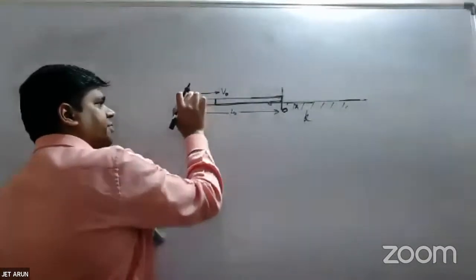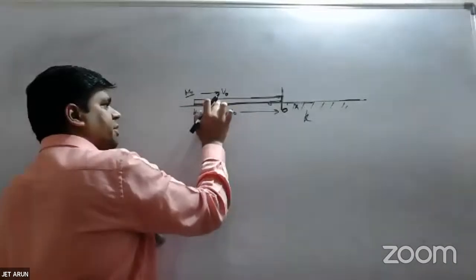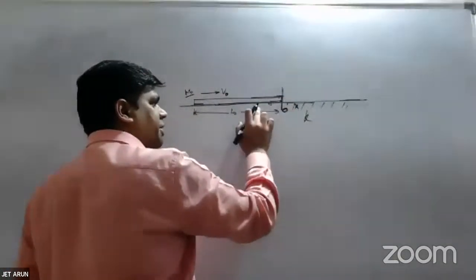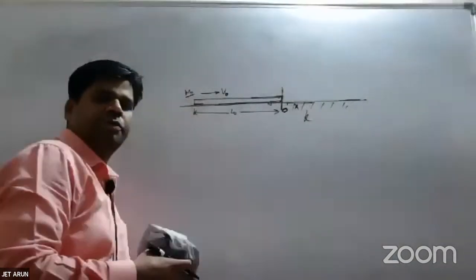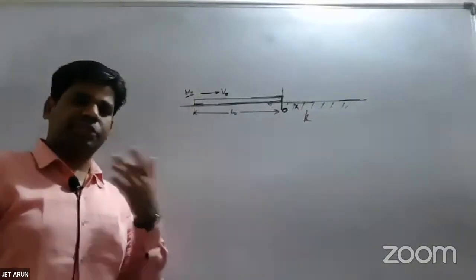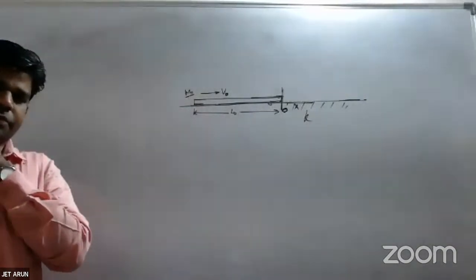I project this rod with velocity v naught. I have to find out the minimum velocity v naught for it to completely enter the frictional surface. Or I have to find out position as a function of time and velocity as a function of x. All these functions we have to find out.